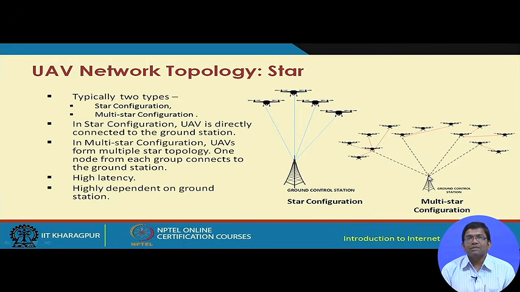Then we have the multi-star topology, where this particular unit is repeated, so we have 1 star, 2 stars, 3 stars and 4 star topology, with all four of these stars connected to the ground station.